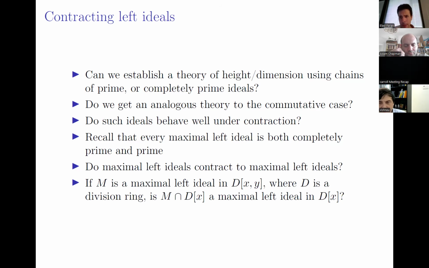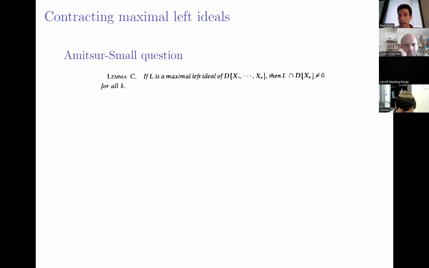So I was wondering about this. I couldn't see an immediate answer, so I started to search. And it turns out that this question was asked a long time ago in the same paper of Amitsur and Small I had shown in the beginning of the talk, the Nullstellensatz over division rings. So the main lemma, the key lemma in the proof of their theorem was the following. If you have a maximal left ideal in this ring, then if you intersect it with, say, the ring of polynomials in one variable, it is a non-zero ideal.